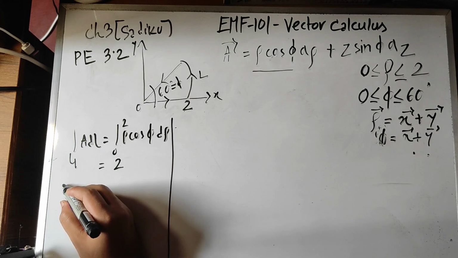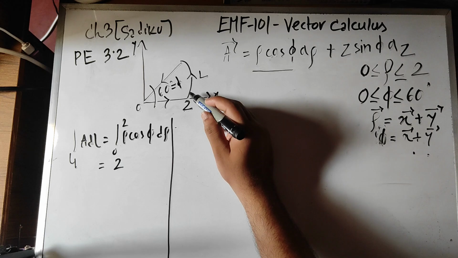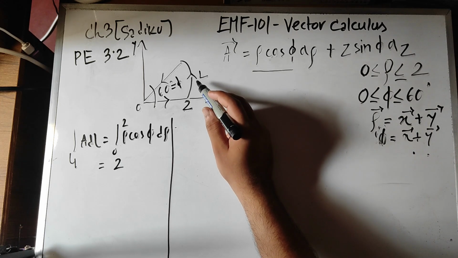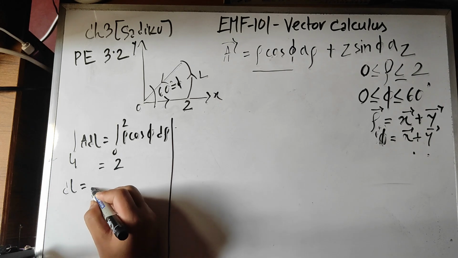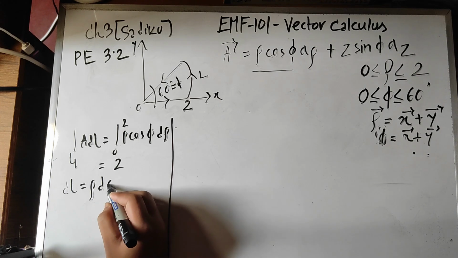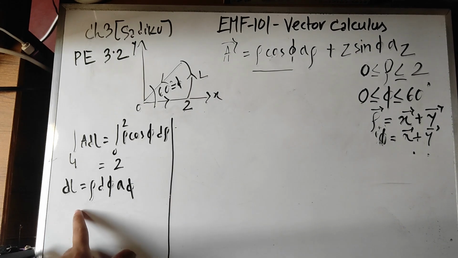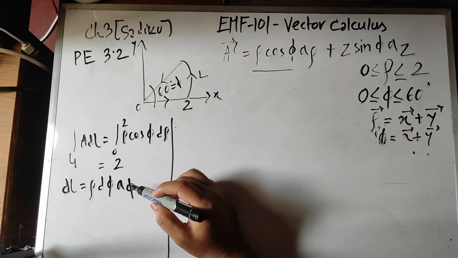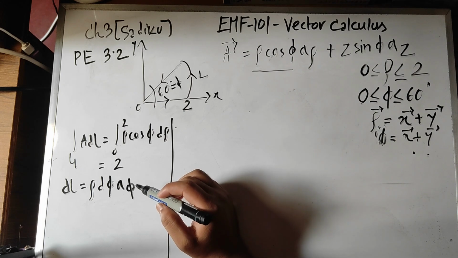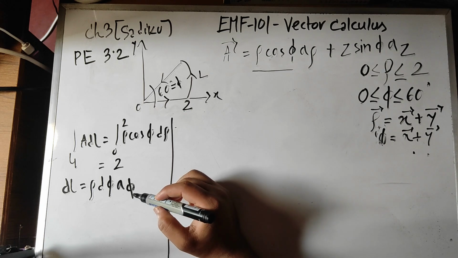Now we want to find it along this arc. To find this in this direction, the differential length dL is rho d phi in the direction a_phi. If you don't understand where this relationship came from, you can watch my previous vector calculus practice problem solving video. I have discussed this in that.